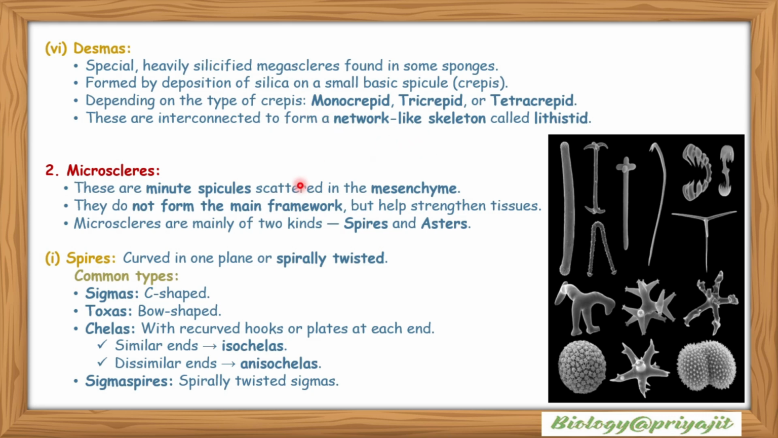Microscleres are minute spicules scattered in the mesenchyme. They do not form the main framework, but they help strengthen tissues. Microscleres are mainly of 2 kinds: spires and asters. Spires are curved in one plane and spirally twisted. Common types include sigmas, which are C-shaped, toxas, which are bow-shaped, and chelas with recurved hooks or plates at each end. If the chelas have similar ends, they are known as isochelas. If they have dissimilar ends, they are called anisochelas. Sigmaspires are spirally twisted sigmas.